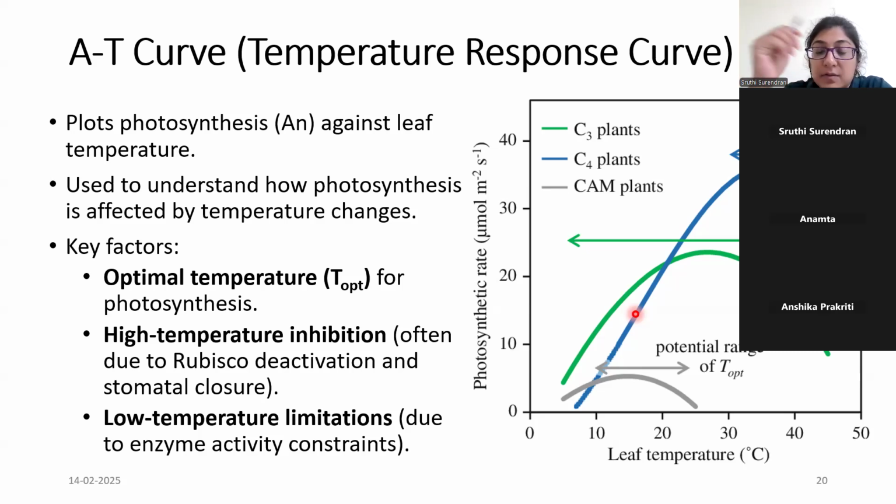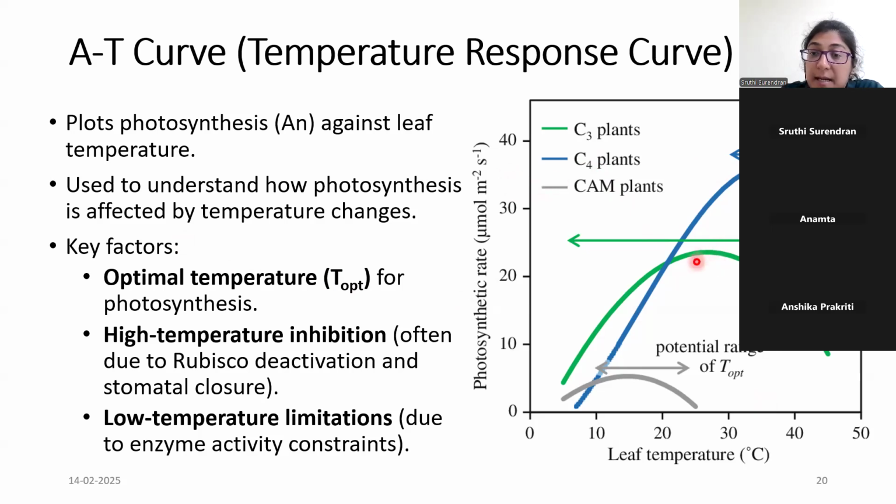So the AT curve is going to give us information about the optimal temperature. That is, at what temperature is the photosynthetic rate optimal? At what temperature will the photosynthetic rate stop increasing and start to decrease? So from AT curves, we get this optimal temperature, which is an important parameter. If you see in C4 plants, the optimal temperature is high, and not only is the optimal temperature higher, but the photosynthetic rate at that optimal temperature is also high.